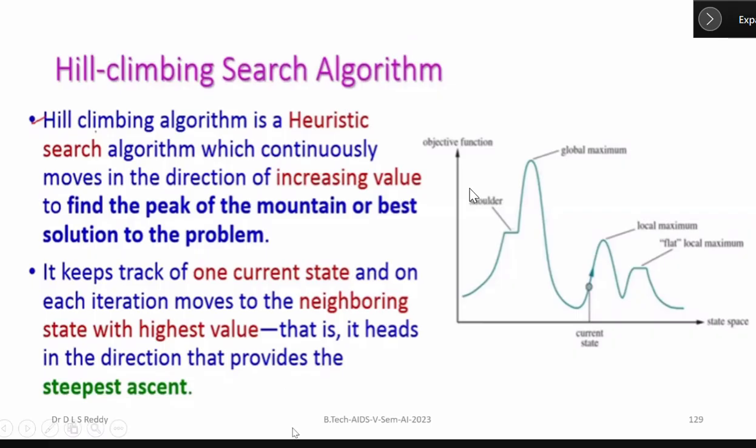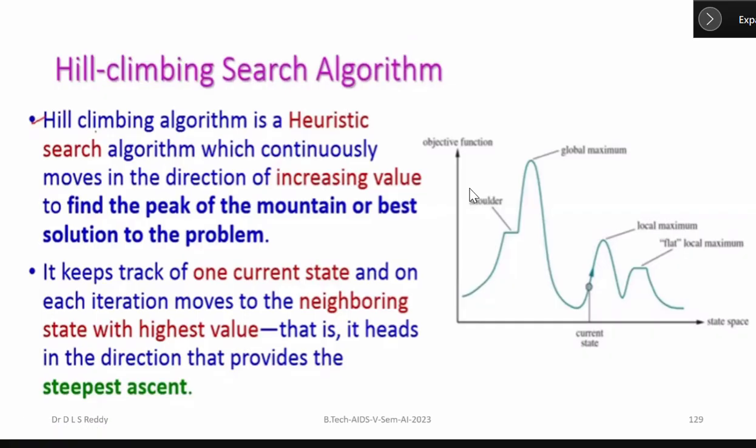Hill climbing algorithm is a heuristic search algorithm which continuously moves in the direction of increasing value. Whenever you start from here, if your neighbor value is increasing, only then it will take that move. Otherwise, it won't take that move in the hill climbing algorithm. That is why it is hill climbing.